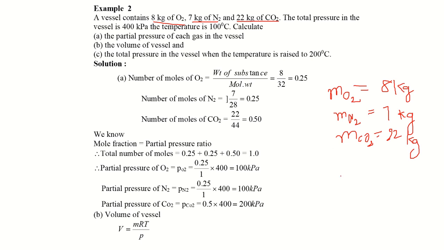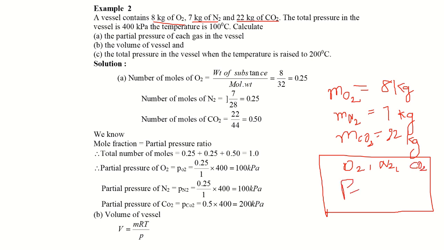The total pressure in the vessel is 400 kilopascal. So this is the vessel. It has oxygen, it has nitrogen, it has carbon dioxide. Its total pressure is 400 kilopascal, kPa. And the temperature is 100 degrees Celsius. Let us say T is equal to 273 plus 100, 373 K.